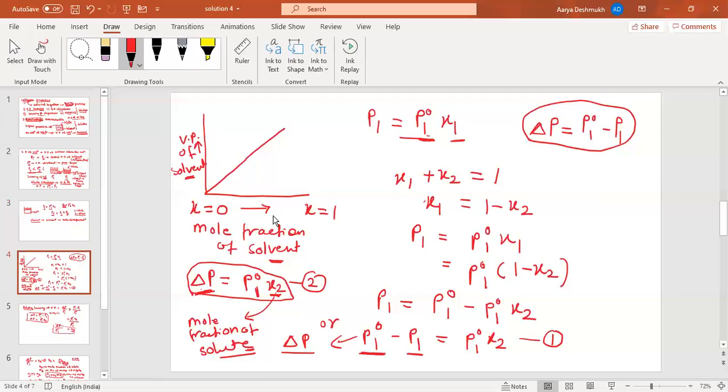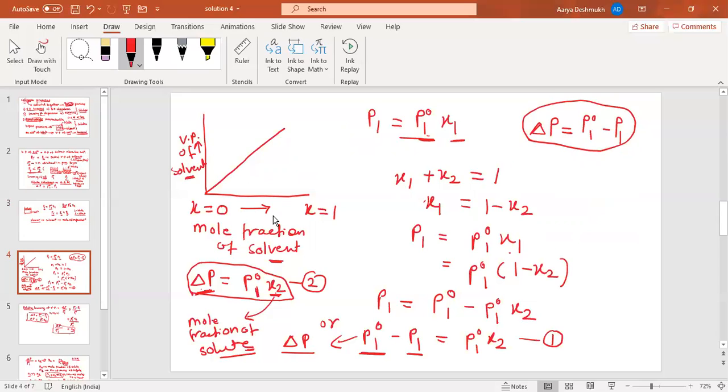For a binary solution, X1 plus X2 equals 1, and when you rearrange this equation, X1 equals 1 minus X2. Now we have the equation P1 equals P01 into X1. Substituting the value of X1, P1 equals P01 into (1 minus X2). Solving the bracket, P1 equals P01 minus P01 into X2. We arrive at this equation.